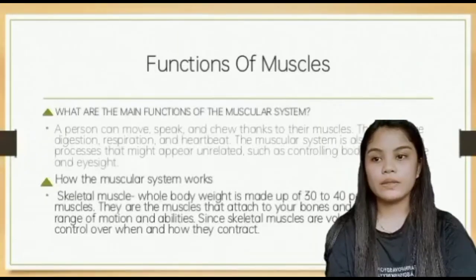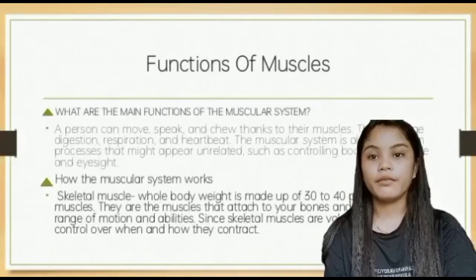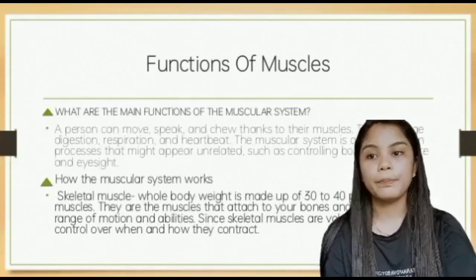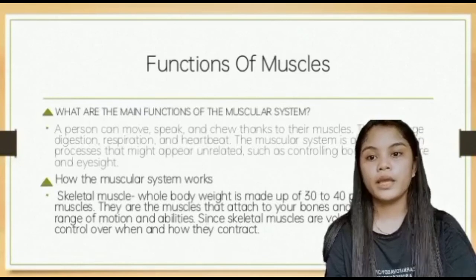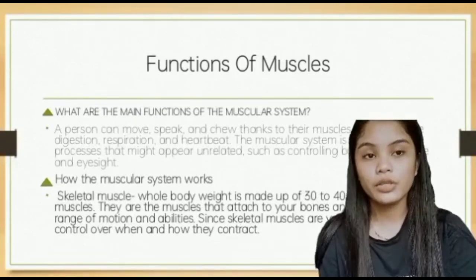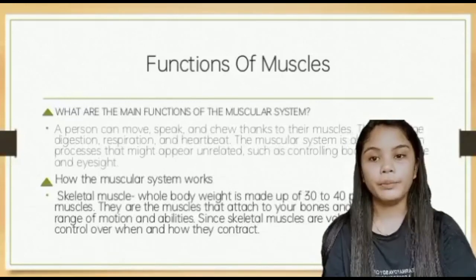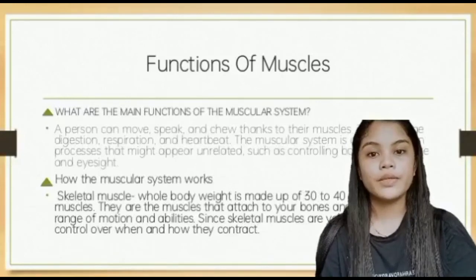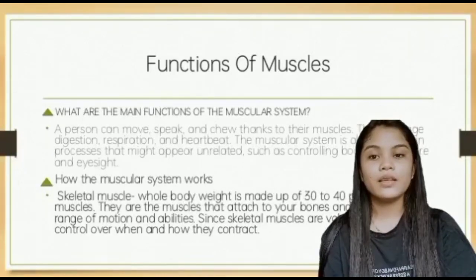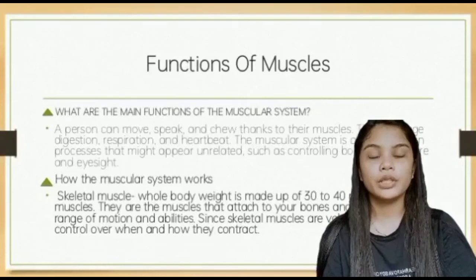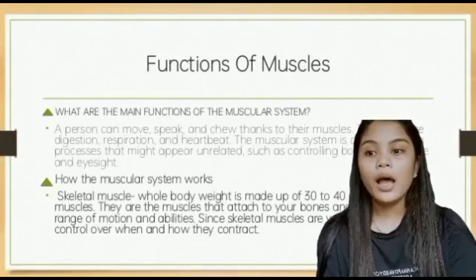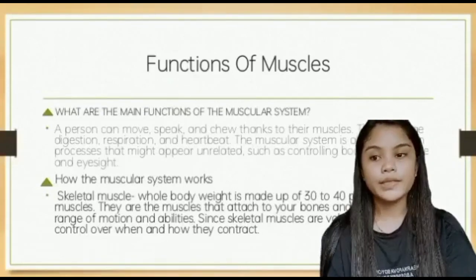Function of muscles. What are the main functions of the muscular system? A person can move, speak, and chew thanks to their muscles. They manage digestion, respiration, and heartbeat. The muscular system is also involved in processes that might appear unrelated, such as controlling body temperature and eyesight. Let's move forward. How the muscular system works.